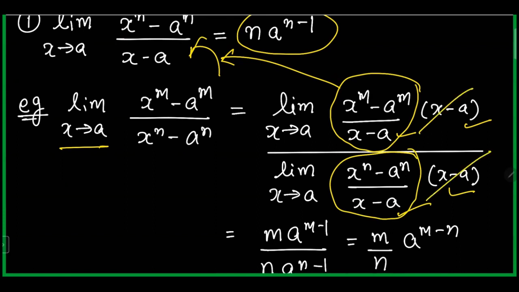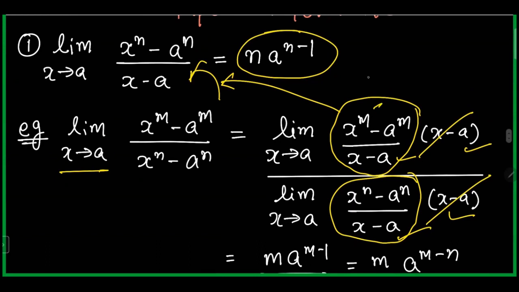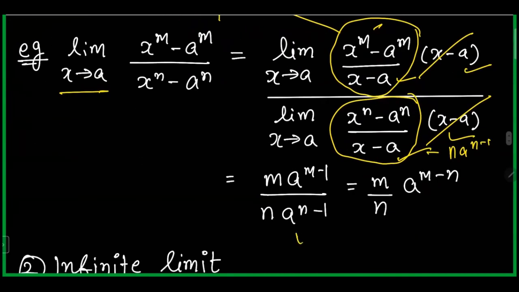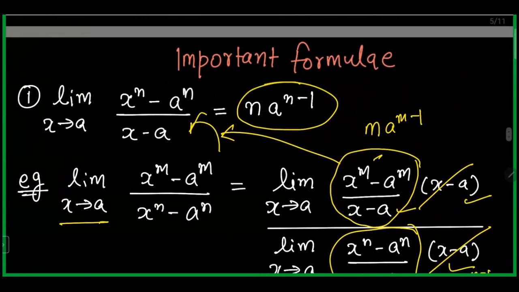If I cancel this, the numerator will be equal to m a^(m minus 1) and the denominator will be equal to n a^(n minus 1). So if I put these values, I will get an answer of m by n, a raised to power (m minus n). So you should remember this formula. It is used many times in many questions. This was the first important formula which will help you to find limits.